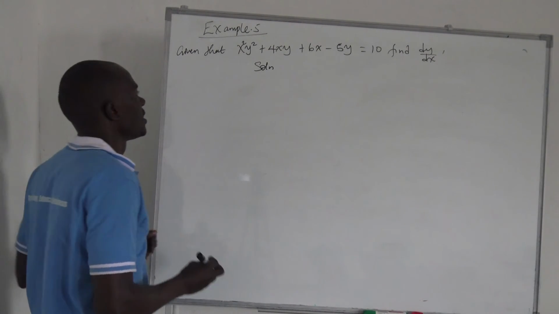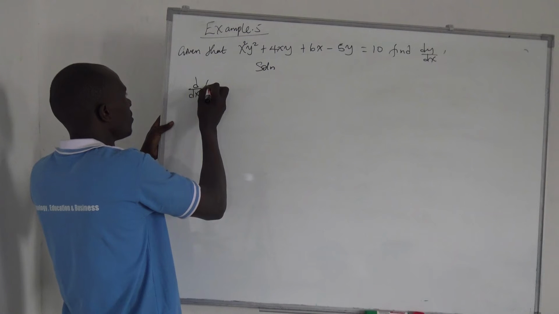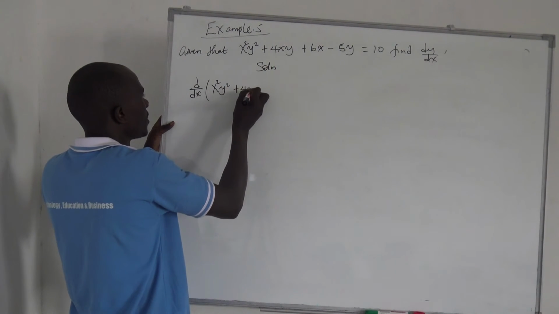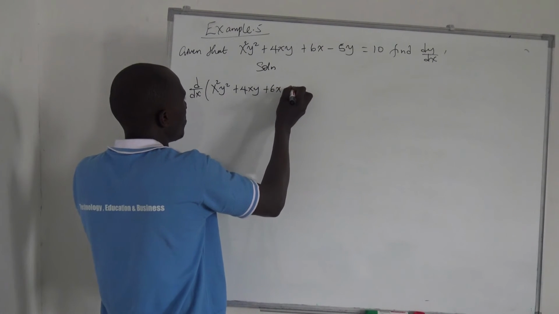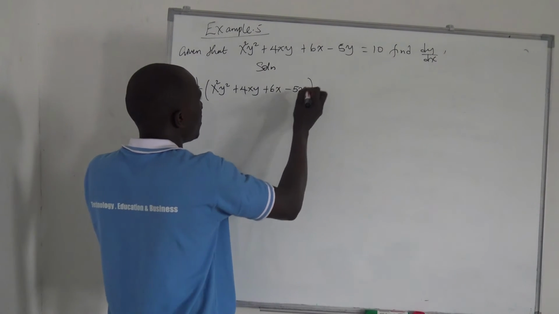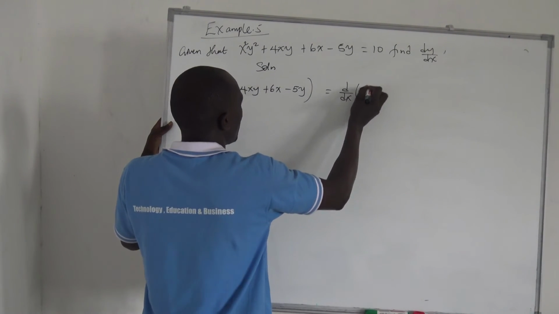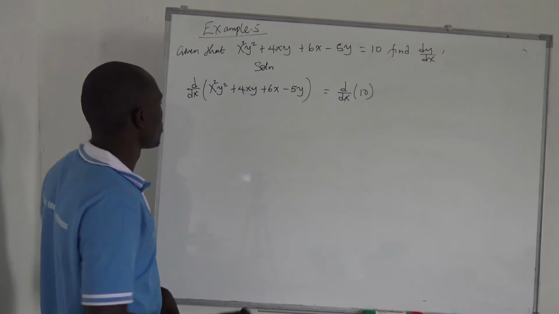How do we handle this? We have d/dx of x squared y squared plus 4xy plus 6x minus 5y equals d/dx of 10. Now, you can see these terms have an element of product.